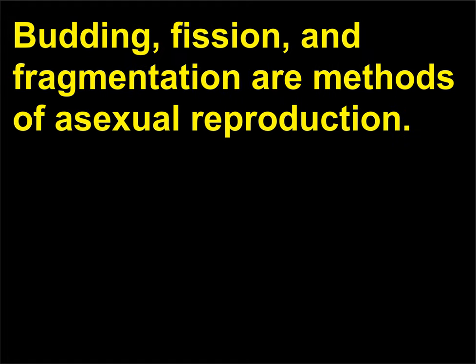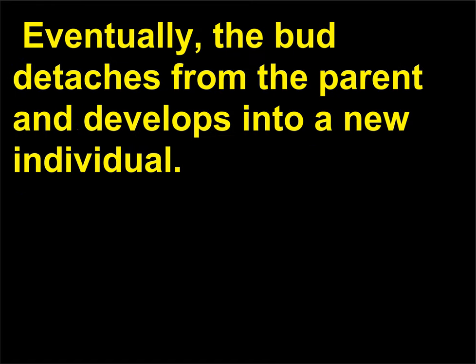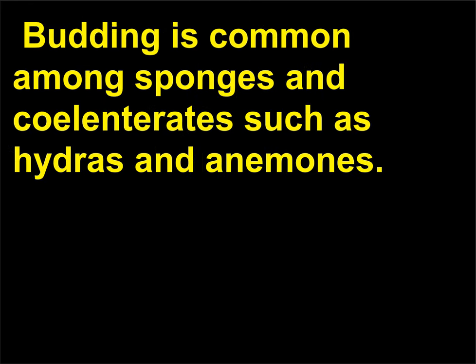Budding, fission, and fragmentation are methods of asexual reproduction. In budding, a new individual begins as an outgrowth, or bud, of the parent. Eventually, the bud detaches from the parent and develops into a new individual. Budding is common among sponges and coelenterates such as hydras and anemones.